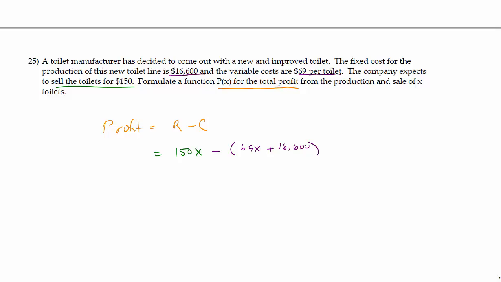The main mistake students make on this one is not distributing the negative sign. So I want to rewrite it out. 150x minus 69x minus 16,600. And then combining my like terms, we end up with profit is equal to 81x minus 16,600. And that's my profit function.